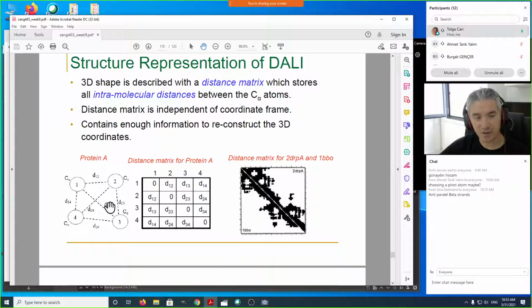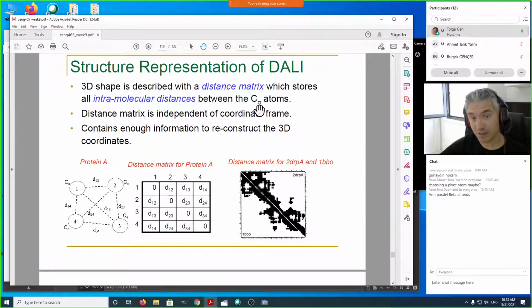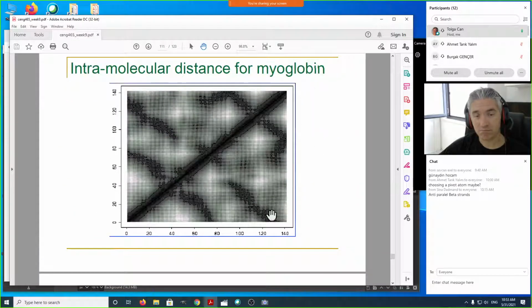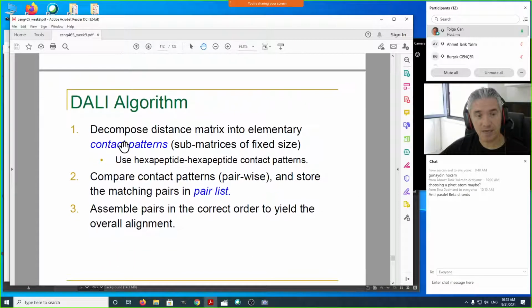So the distance matrix is computed by just looking at all pairwise distances, and the original algorithm looks at alpha carbon atoms too, carbon alpha, as you can see, and finds similar submatrices. And then we call these submatrices of fixed size contact patterns. Well, they use hexapeptide contact patterns. What does this mean? The submatrix they're looking for is not 8 by 8, but 6 by 6. Hexa is the Latin for 6. So 6 by 6 submatrices are tried to be matched.